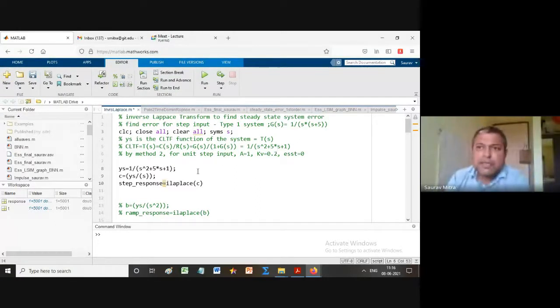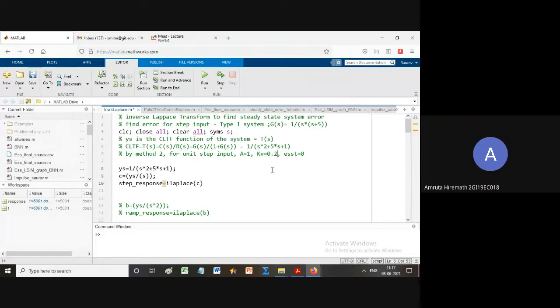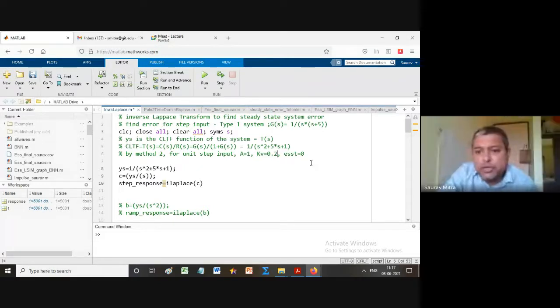What is the formula for Kv? Limit s tends to 0, s into G(s)H(s). Okay, so whatever you are finding here, this first has to be multiplied with s. That means this s at the denominator, it goes. And then you have to substitute s is equal to 0. So what it will become? It will become 1 by 5. Are you getting 0.2? Anybody getting 0.2? Yes, sir. Okay, so if Kv is 0.2, how much is ess? It is 1 by Kv. That is equal to 1 by 0.2, that is equal to 5.